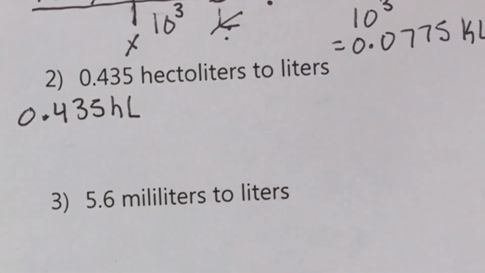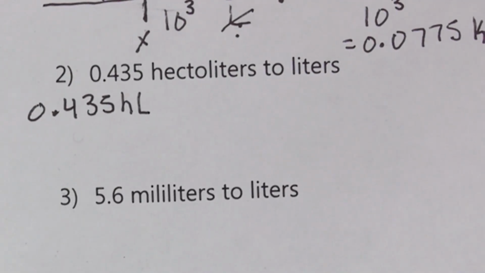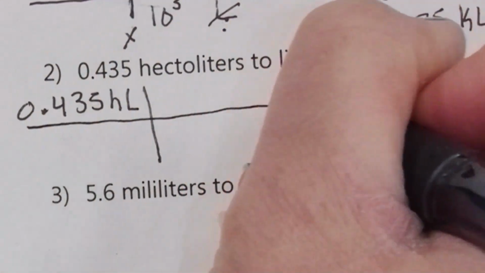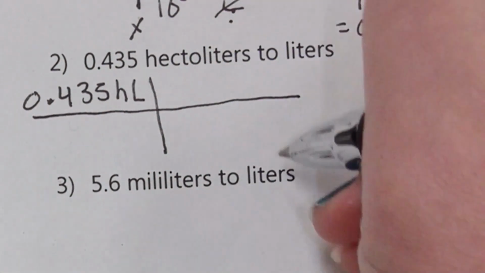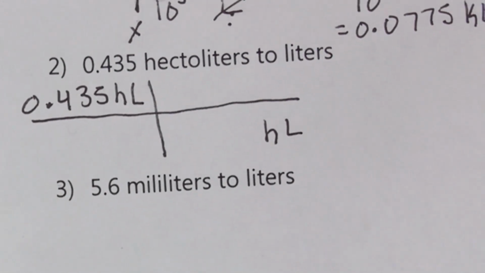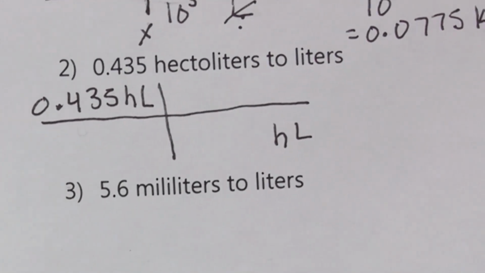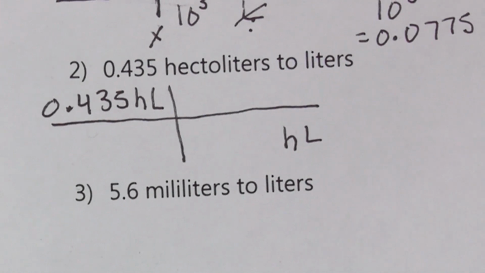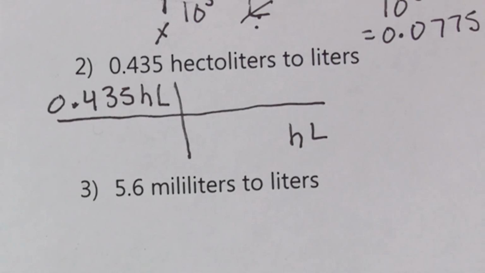hectoliters. So we write down what we are given. The unit on top must go on bottom. Notice I'm setting up my units first. I am not trying to solve and put numbers in. Units always get set up first.